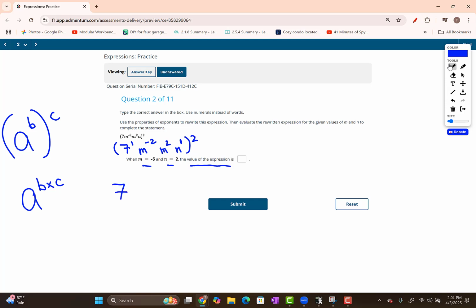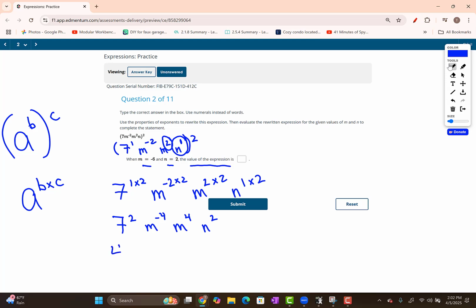So we're going to rewrite the 7 as 7 to the 1 times 2 power. We're just taking this exponent and multiplying it by this exponent. And now we're going to take the m to the -2nd and multiply it by 2. We're going to take this m to the +2 power and multiply it by 2. And we're going to take that n to the first and multiply it by 2. So we'll rewrite this as 7 squared, m to the -4th power, m to the +4 power, and n to the +2 power.